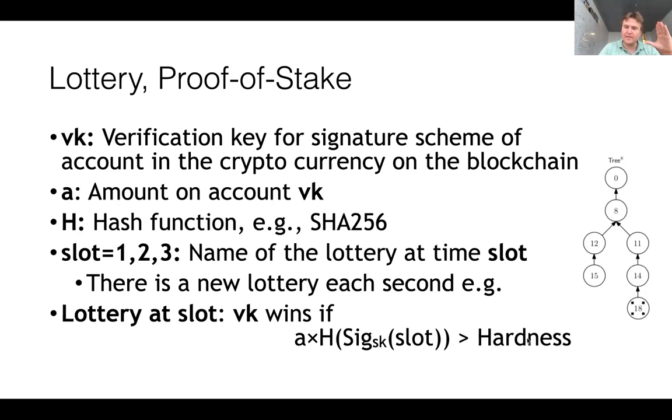Then, if it's higher than the hardness here, then you won. So there's no way to manipulate the system. You can just check if you won. You kind of get a lottery number per 10 seconds. You couldn't pre-compute all of them. And then whenever it's higher than this hardness, you won the lottery. And then we're just multiplying by A here to scale it with how much is on your account. That's the lottery.